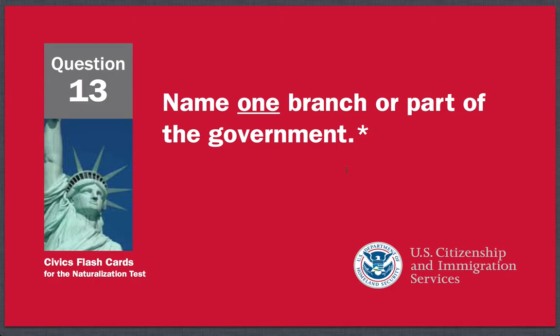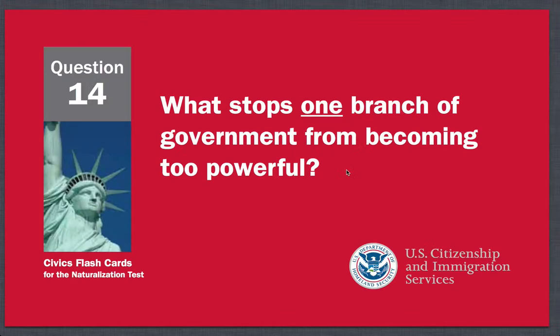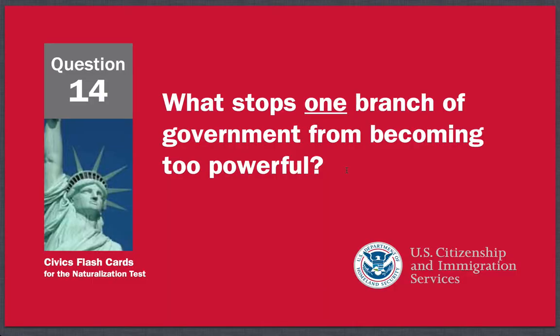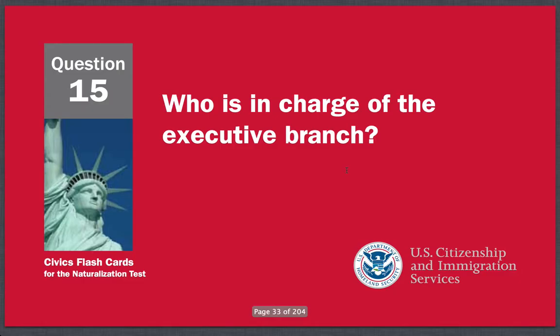Name one branch or part of the government. There is Congress, legislative; the president, the executive; the courts, the judicial. The president is usually the executive, but it keeps going on like that, so you can answer it. What stops one branch of government from becoming too powerful? Checks and balances, separation of powers. Actually, to give more information, there are 3 of them: legislature, judiciary, and the executive.